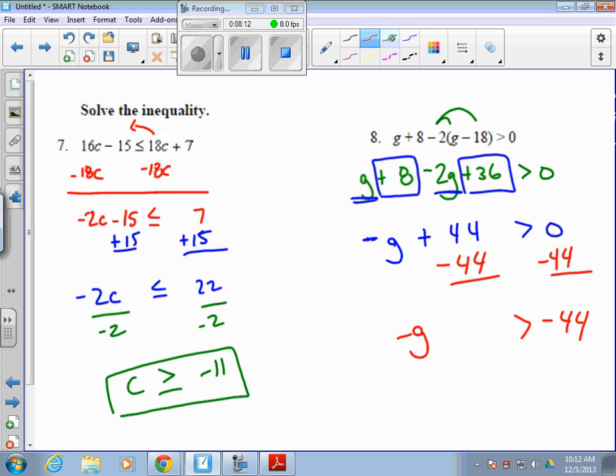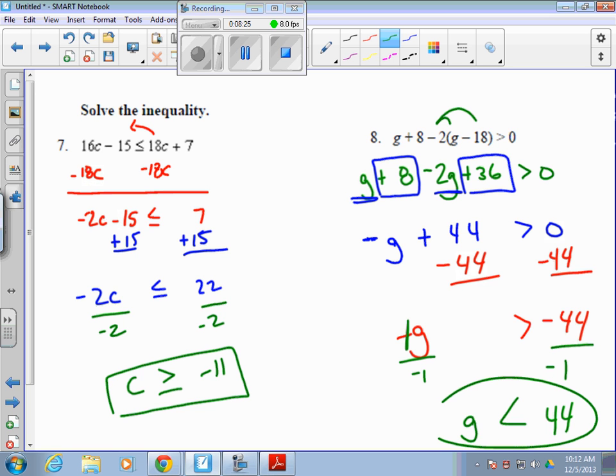Now that says negative 1 times g. So undo that by dividing by negative 1. If you do it here, do it here. Negative divided by negative we know is a positive. And now we divided by a negative number, so greater than becomes less than. G is less than 44.